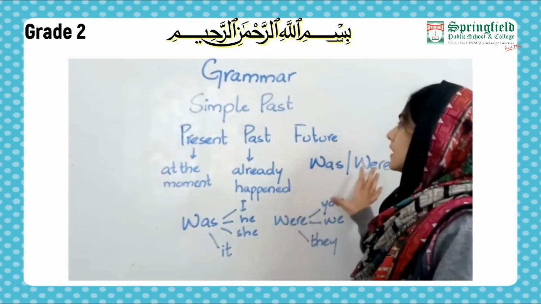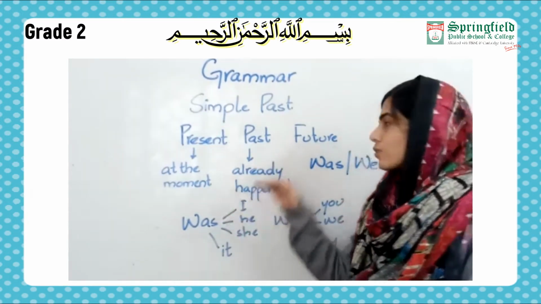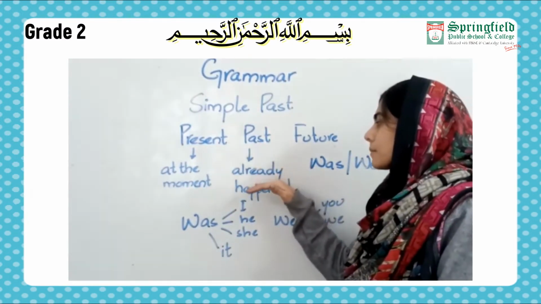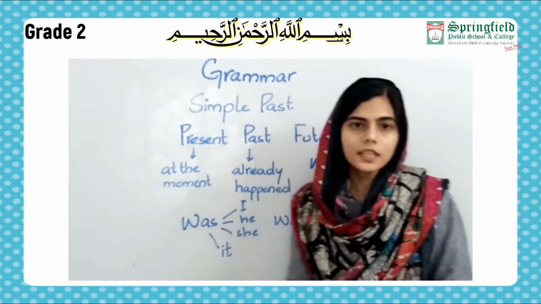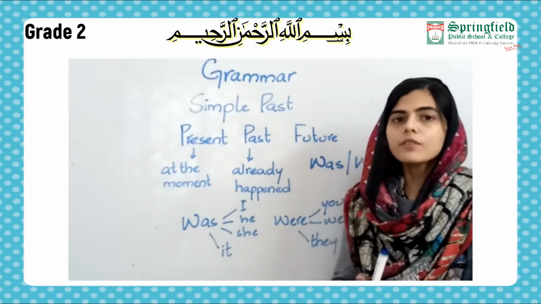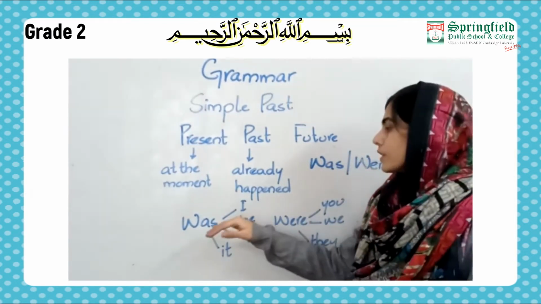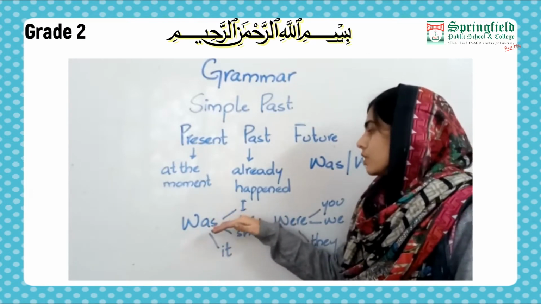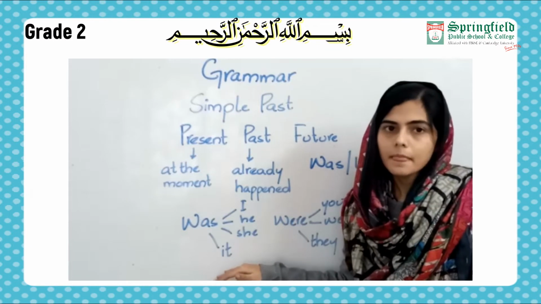So students, this was all about our simple past. Let's revise it once again. Past means something that has already happened. Now, when we are talking about past tense, we always use the helping verbs was and were. When we are using was, we use I, he, she and it.